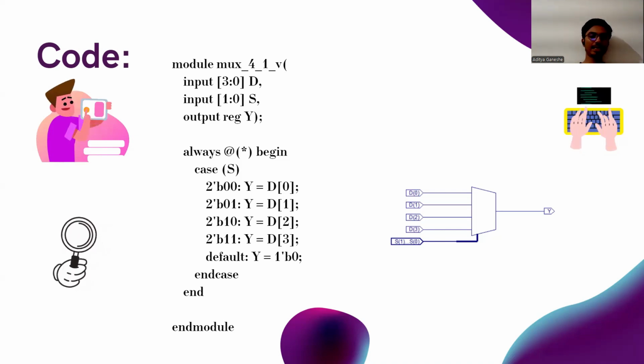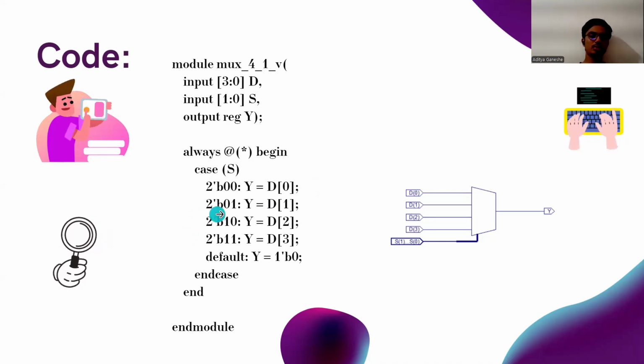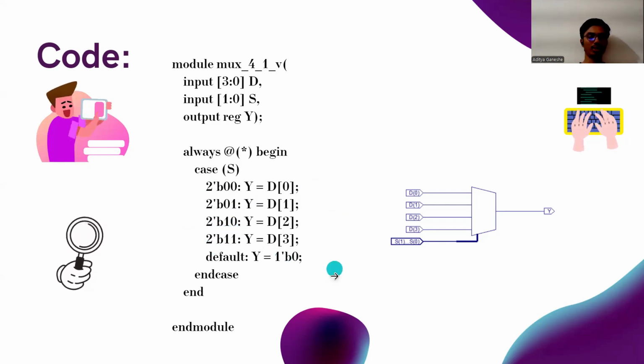And then comes case S. This begins a case statement that will evaluate the value of S to determine which input from D to assign to Y. As you can see, for 00, Y is assigned the value of D0. Similarly, if S is 01, then Y is assigned the value of D1. Similarly, for 10 and 11, D2 and D3.